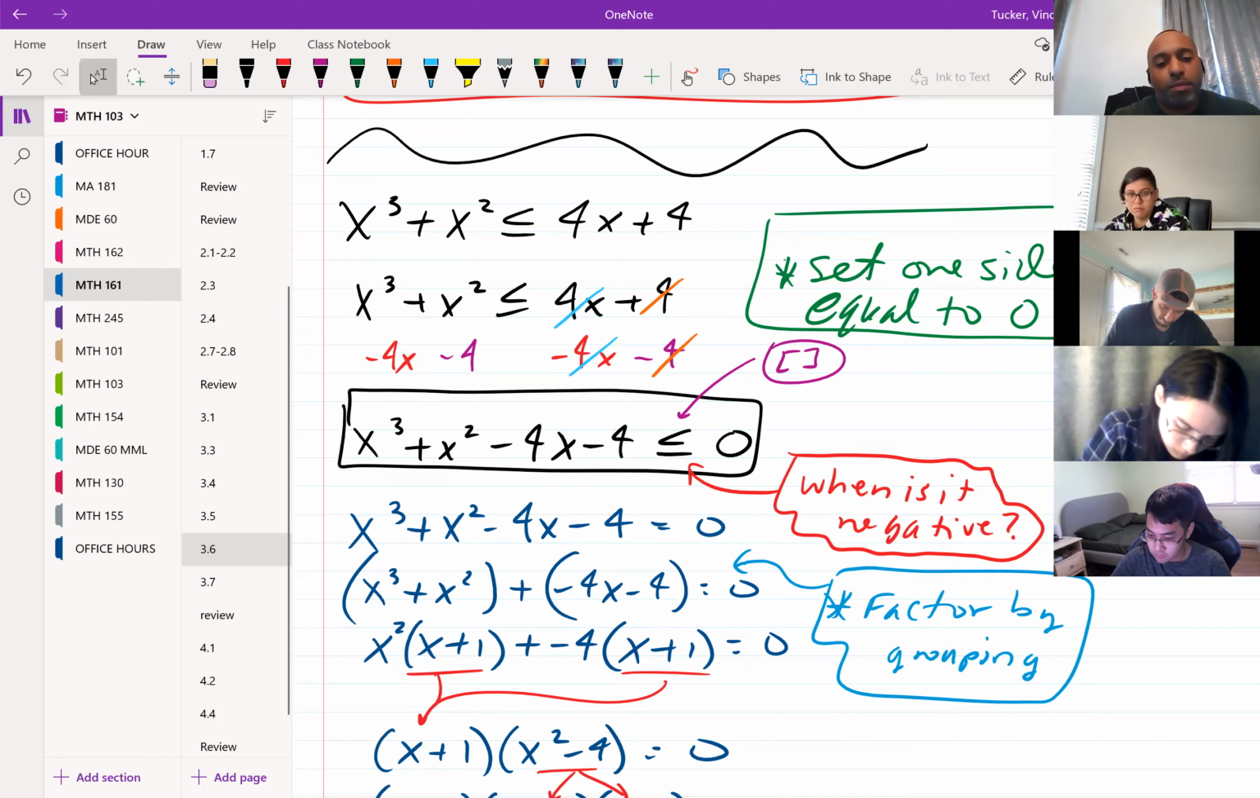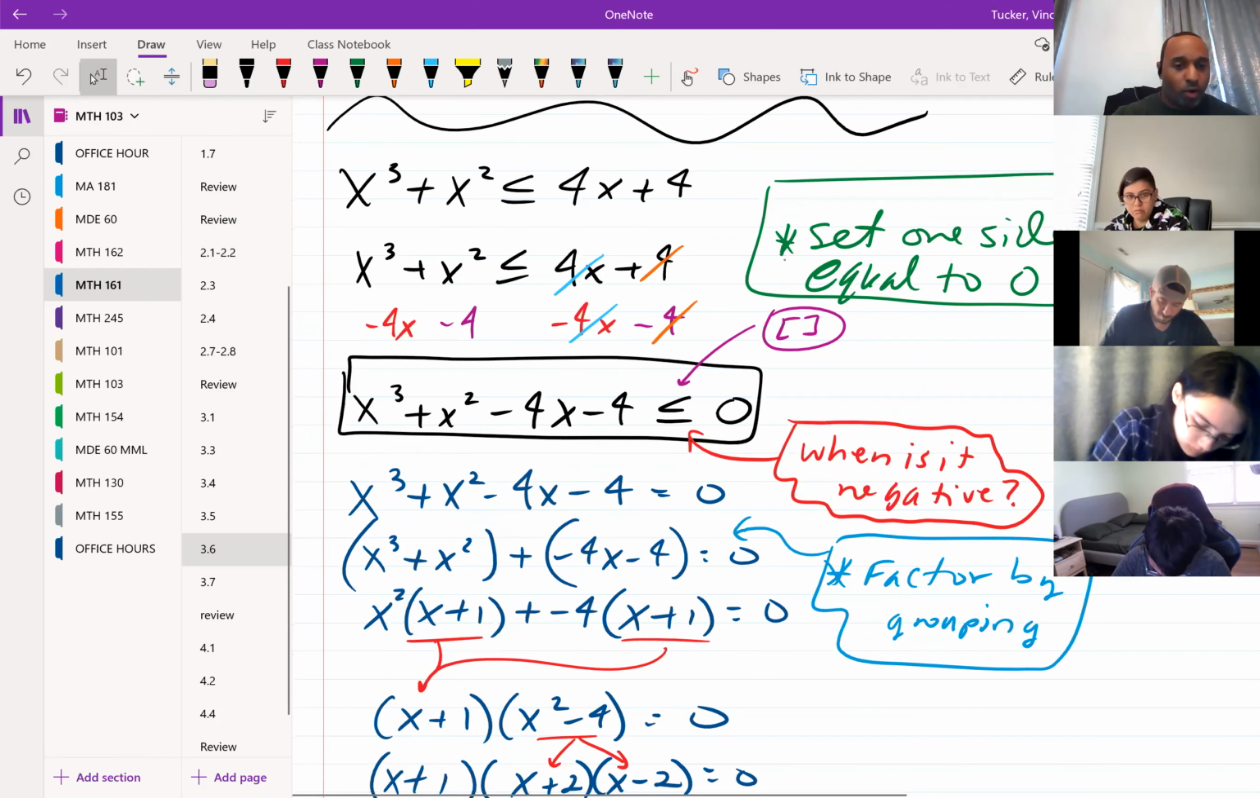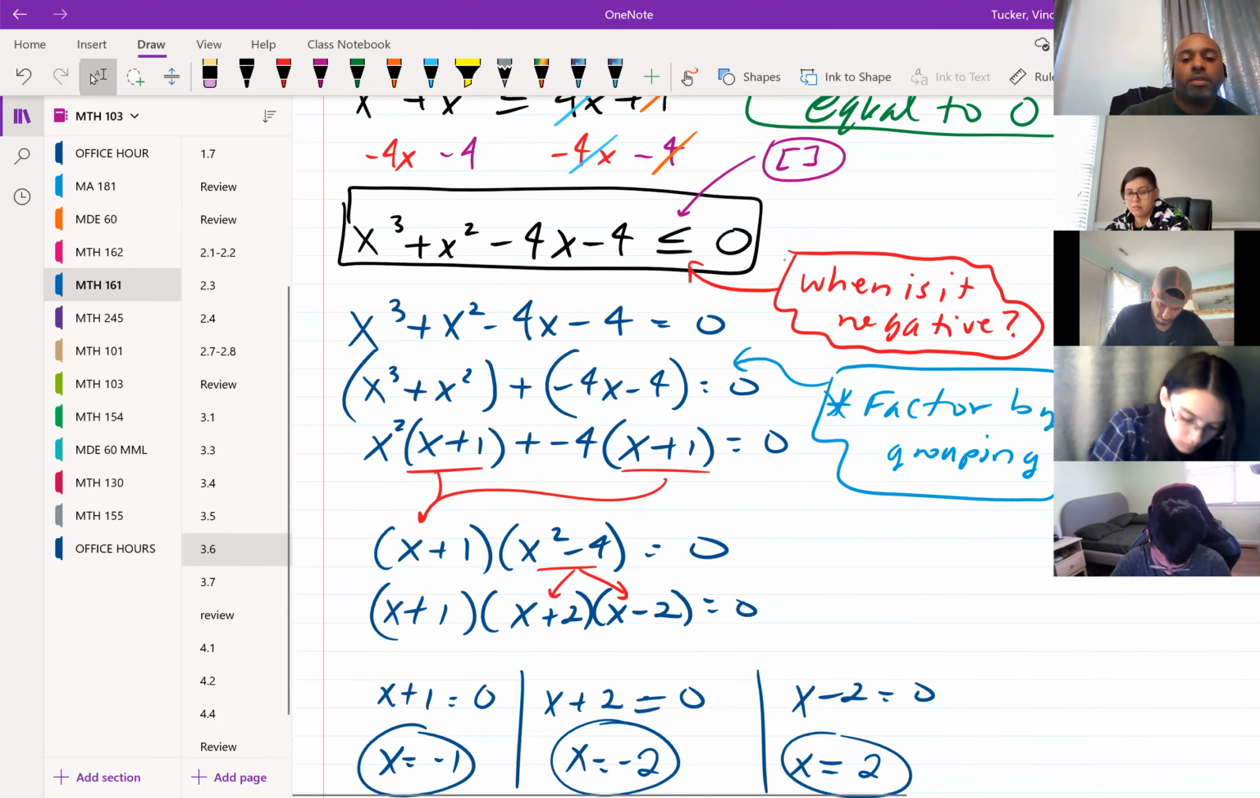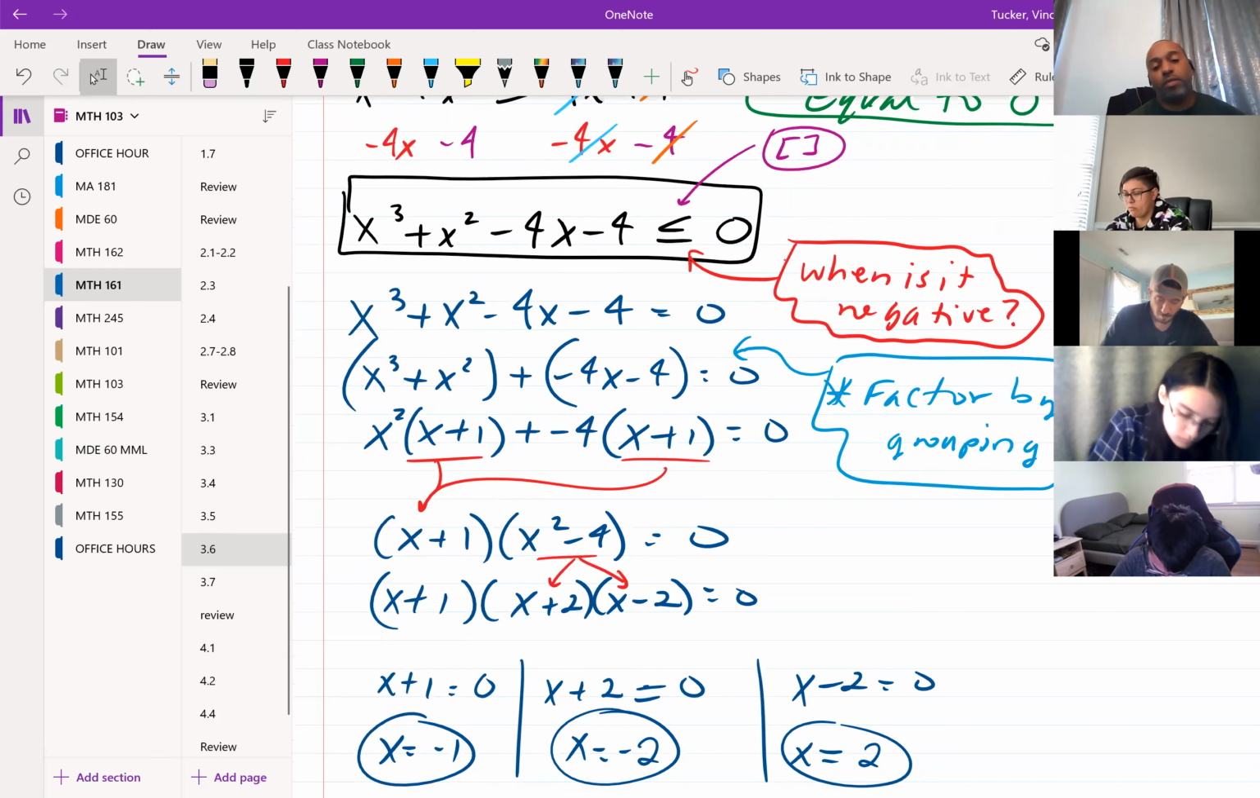In the first parentheses, I pulled out x squared, in the second parentheses, I pulled out negative 4. Brought x plus 1 to the front because that's what they had in common. That left me with x squared minus 4 in the parentheses. X squared minus 4 is the difference of squares, so it's x plus 2, x minus 2. Then you set each piece equal to 0 and solve. So this time we have 3 values which give us 0 for our equation.